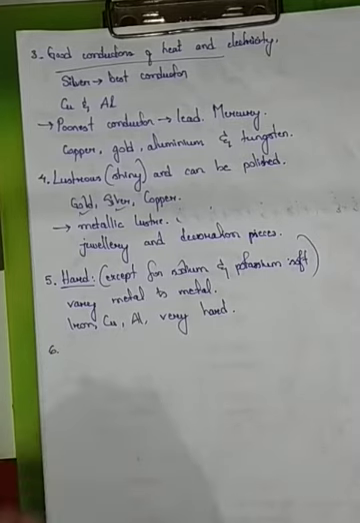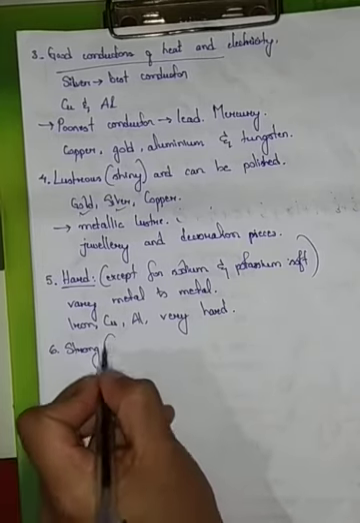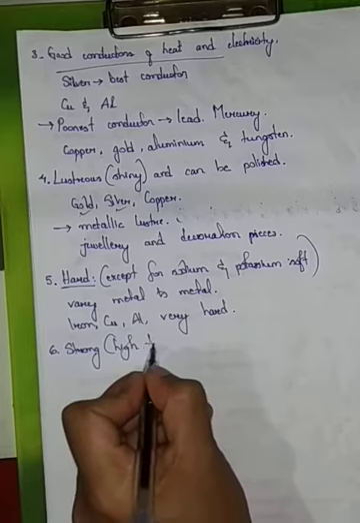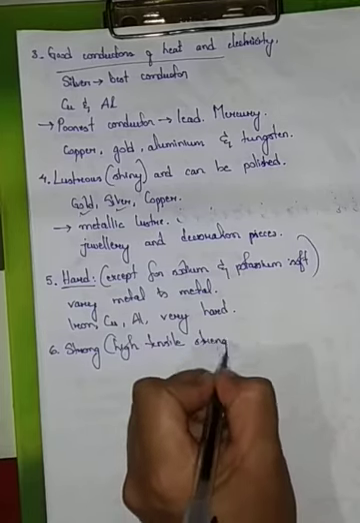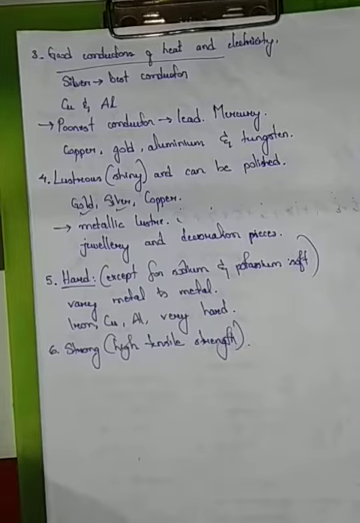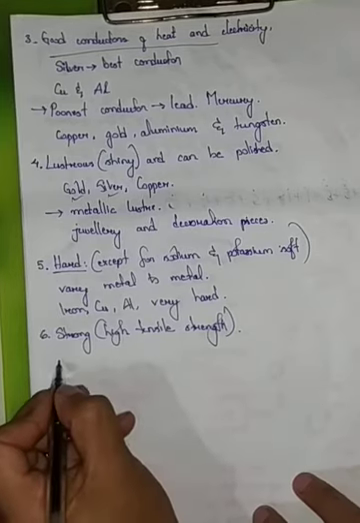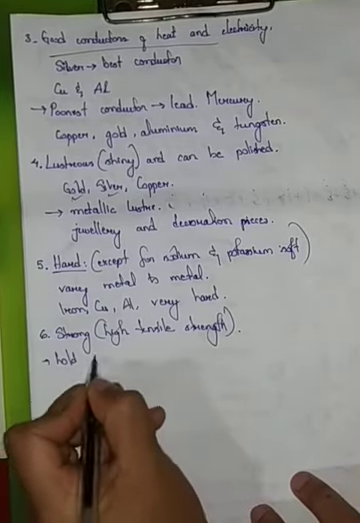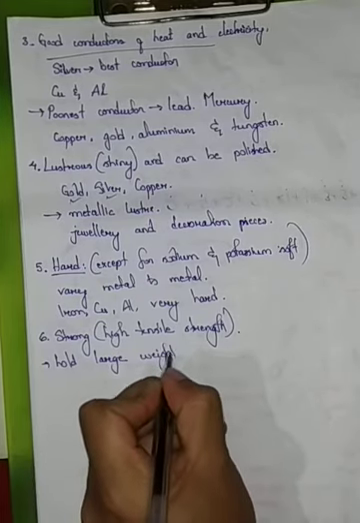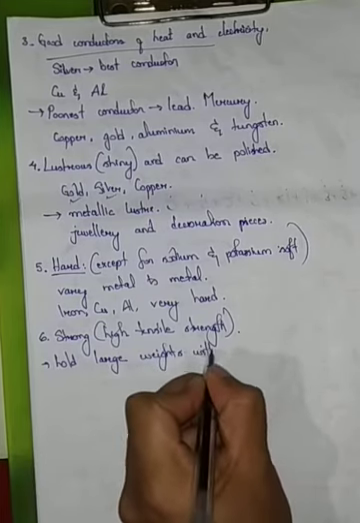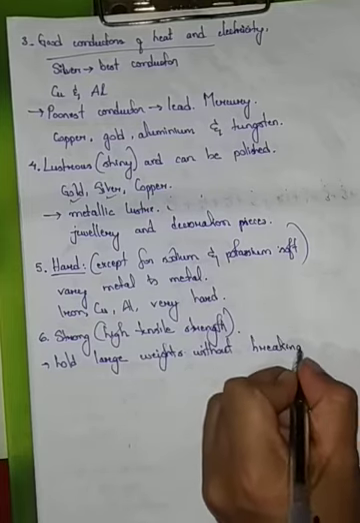Now, the sixth physical property: metals are usually strong. That means they have high tensile strength. This means that a metal can hold large weights without breaking. Let me write it down. Metals can hold large weights without breaking.